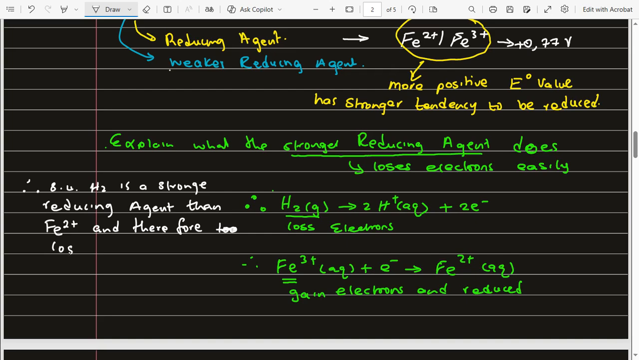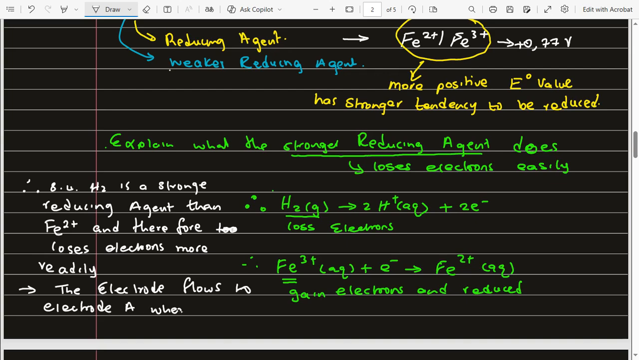It loses electrons more readily. Okay, so since this is the case, the electrons flow to electrode A, where that Fe3+ will gain them. And when it gains electrons, it is reduced.